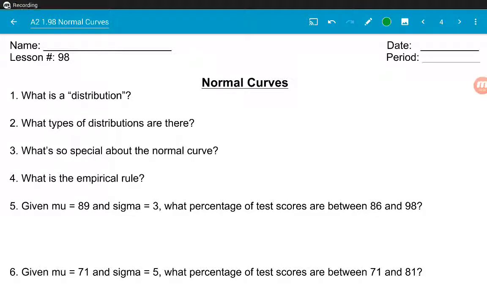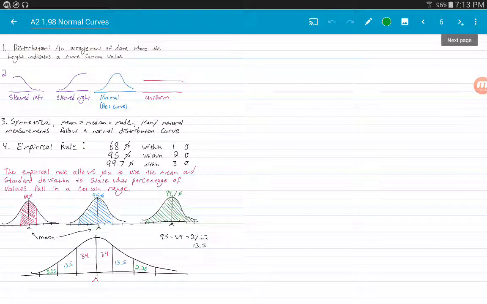Okay, here's a video on lesson 98, normal curves. I'll go through the notes real quick and then I'll give you an example of what the homework should look like and what the classwork looked like. Okay. So what is a distribution?